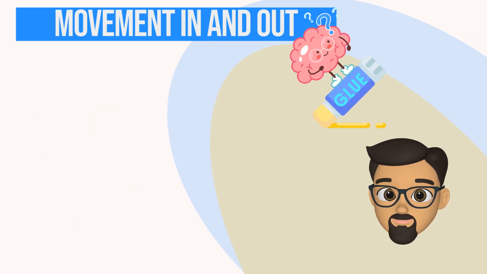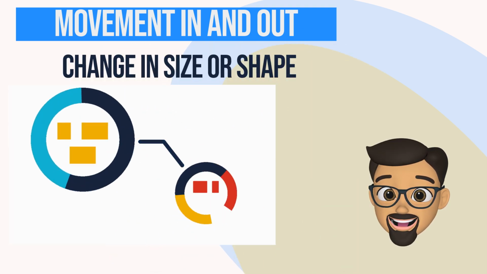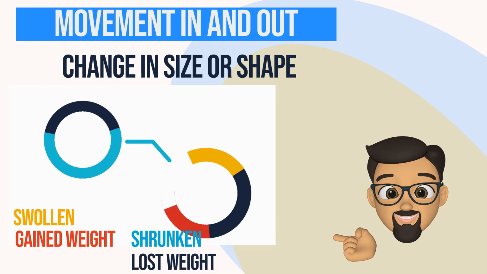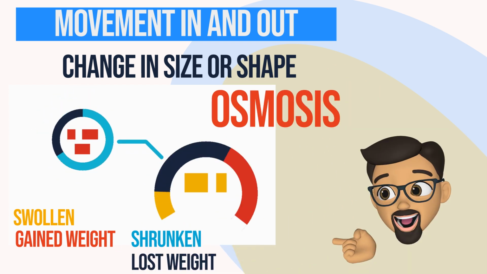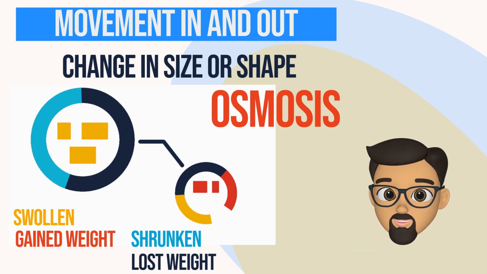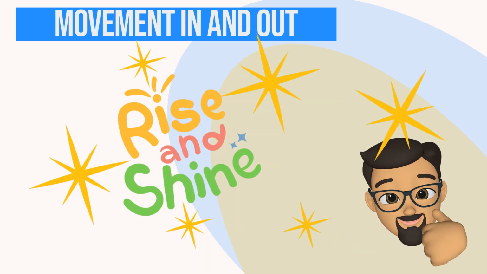Stick this fact to your brain. In the exam, if the question talks about a change in size or shape, like something is swollen, gained weight, shrunken, or lost weight, then he's definitely asking you about osmosis. He wants you to explain your knowledge about water movement, from higher water potential to lower water potential. That's your moment to shine.